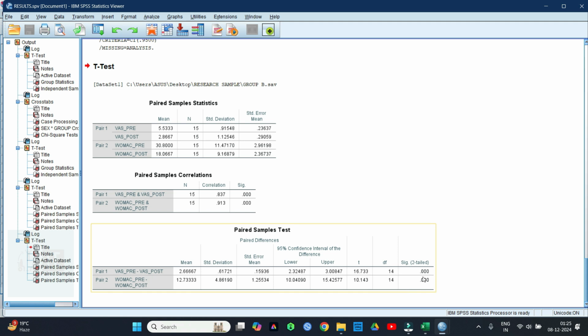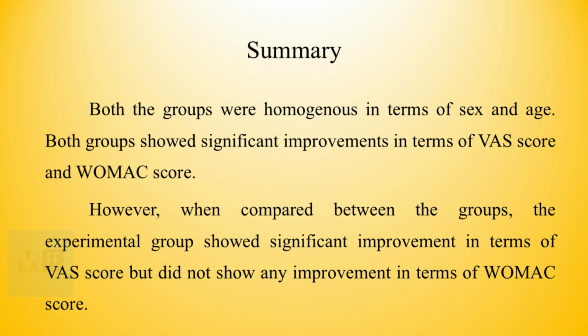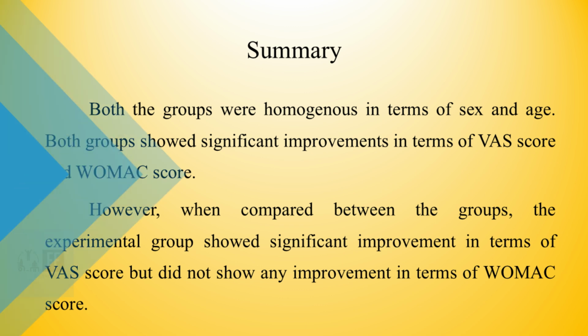So in summary, we can say that both the groups were homogeneous in terms of sex and age. Both groups showed significant improvement in terms of VAS score and OMAC score. However, when compared between the groups, the experimental group showed significant improvement in terms of VAS score, but did not show any improvement in terms of OMAC score.